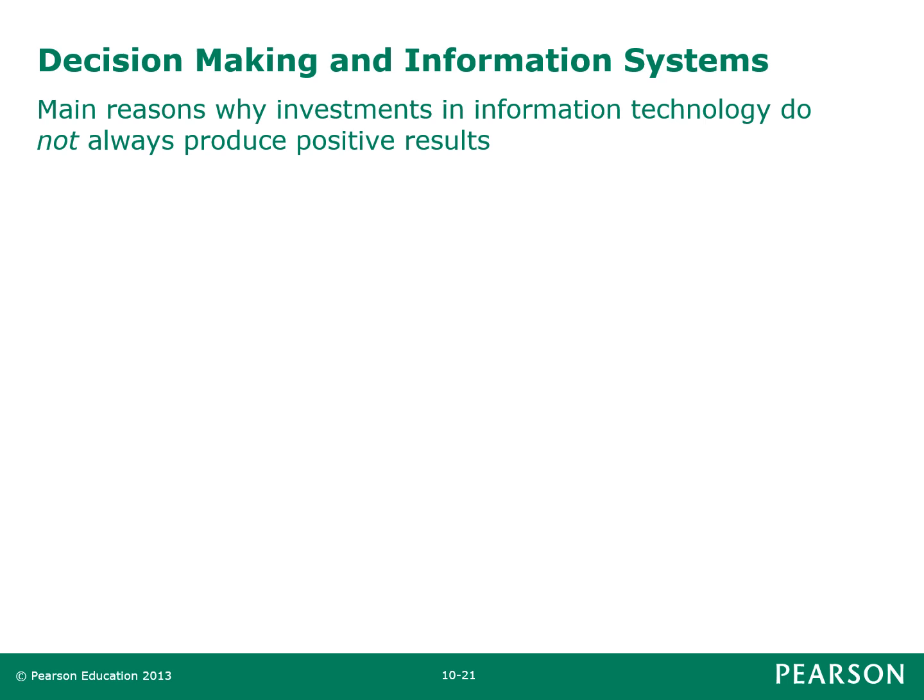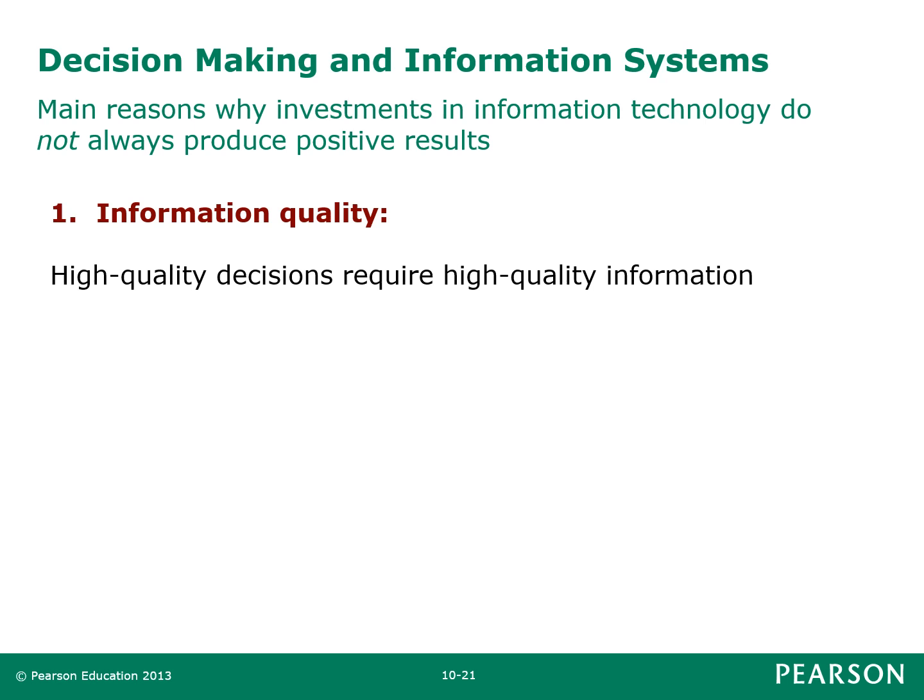Three main reasons can explain why investment in information systems does not always produce positive results in decision making. These are information quality, management filters, and organizational inertia and politics, or organizational culture. High-quality decisions require high-quality information. Information quality has 7 quality dimensions: accuracy, integrity, consistency, completeness, validity, timeliness, and accessibility.